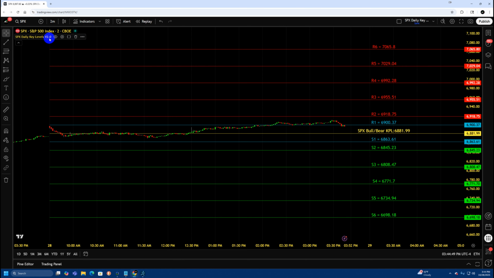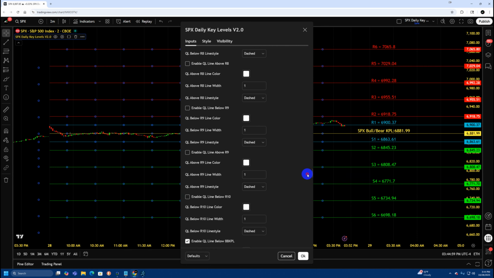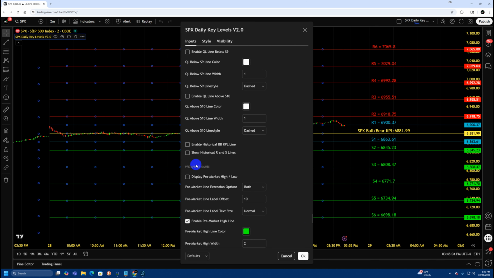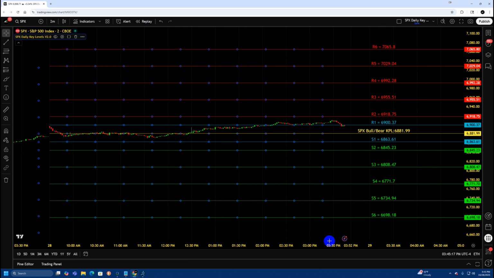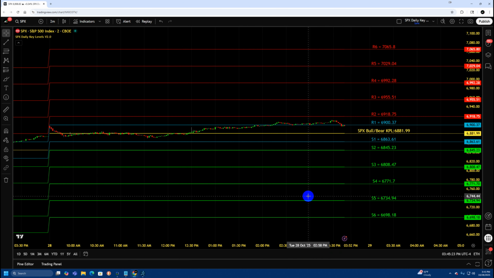Now we can go back into the user control panel and scroll nearly down to the bottom, after the QL line section and before the pre-market value section. You'll see two checkboxes here: enable historical BB-KPL line and show historical R and S lines. You're going to check both of those. Now, you can see we're on a 2-minute chart.